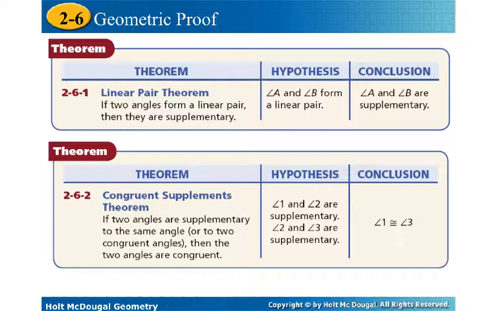So our first theorem here is going to be the linear pair theorem. So there's a linear pair theorem stating that if two angles form a linear pair, then they are supplementary. So again, linear pair meaning on a line. And so of course if they're on a line it is 180 degrees, and therefore it's supplementary.